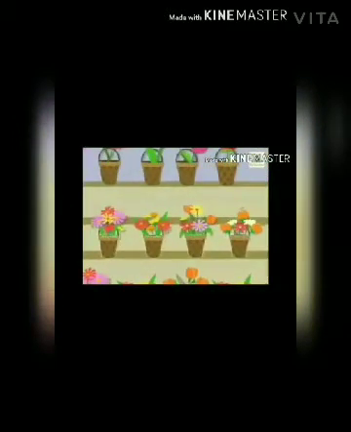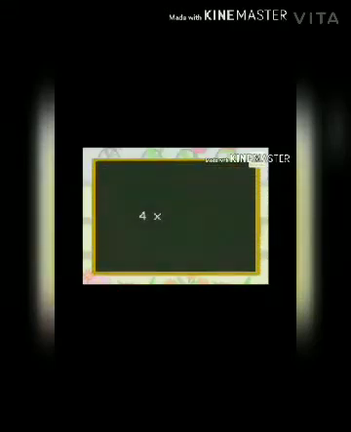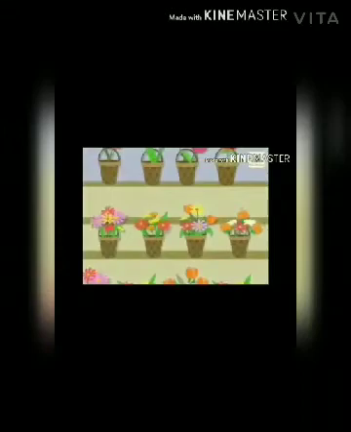Look here, there are 4 baskets. Each basket contains 6 flowers. How many flowers are there altogether? 4 into 6 is equal to 24. So, there are 24 flowers.